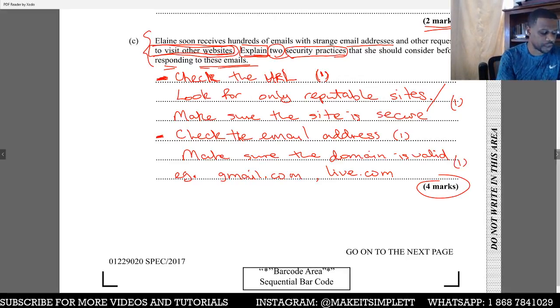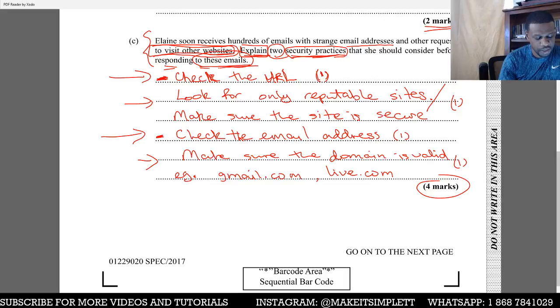Because that's the problem. They want to know what you should do before responding to those emails. The security practices will be making sure the URL is good, making sure the email address is valid. And then you have to give the explanation. Most students will just do this and this, but they won't do the explanation part. And then you'll end up getting 2 out of the 4 marks. You want to get all 4.